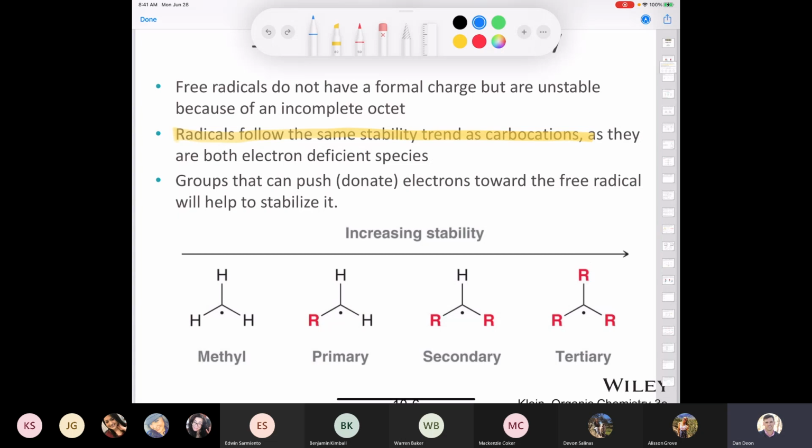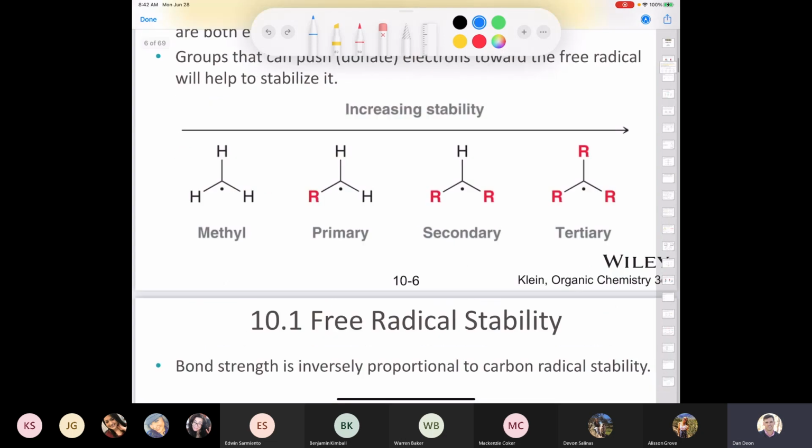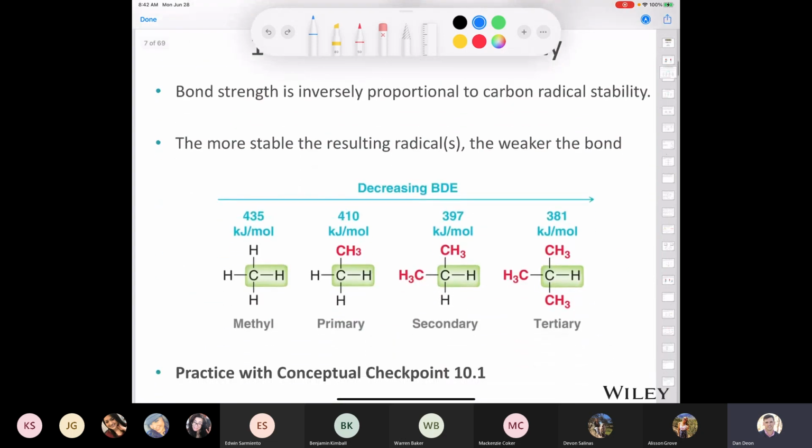Okay, and that's going to be important for us because we're going to look at radical mechanisms wherein we form tertiary radicals and secondary radicals, and we have to evaluate which one is going to be more stable. Well, it follows the same trend as carbocations. And so what we see is, if we look at the bond dissociation energies of the hydrogens that would be abstracted to produce any one of these radicals on this page, we see that bond strength is inversely proportional to carbon radical stability. What do I mean by that?